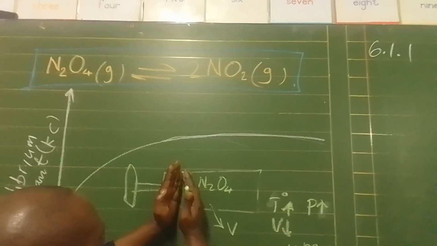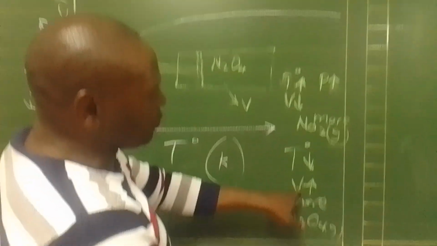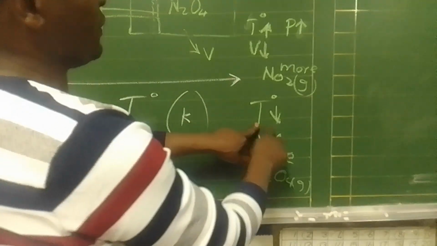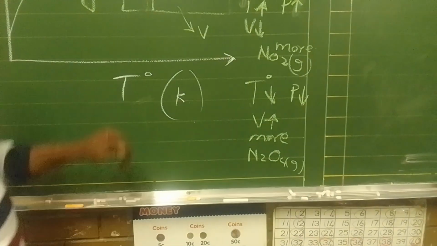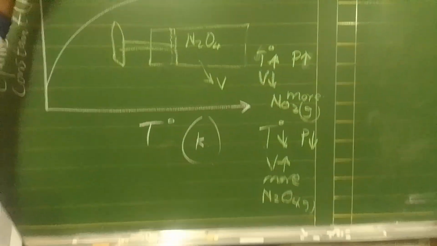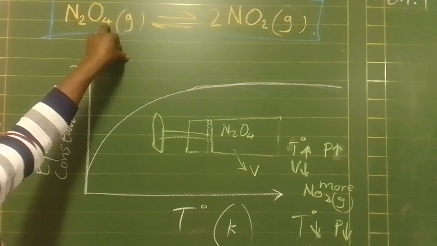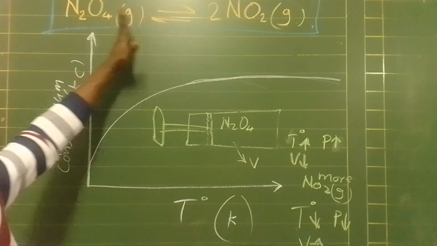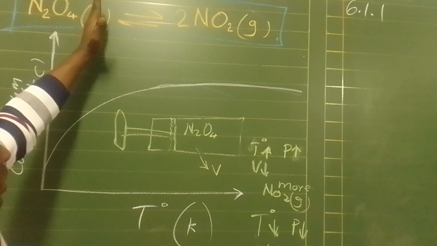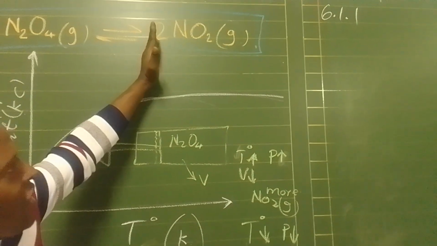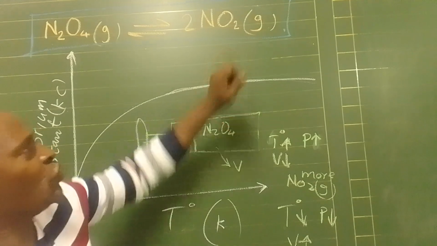But when you take back the plunger, you're increasing the volume, you're dropping the temperature, the pressure drops. So once there is less pressure, more N2O4 is formed. It means it favors the reverse reaction. When you apply the pressure, the temperature rises, the volume drops, more of the NO2 is going to be formed.